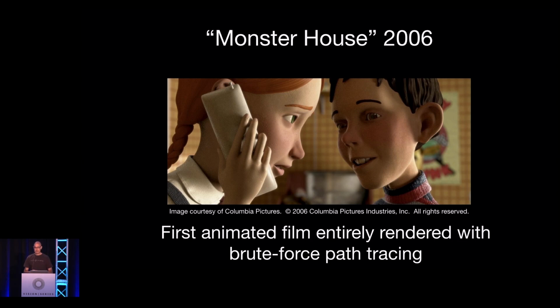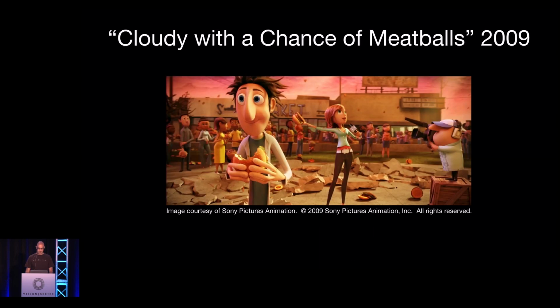Monster House in particular, I believe, was the first film that was entirely rendered with brute force path tracing, with ray tracing. So there was no global illumination caching. It was all computed per pixel. We had an unbiased estimate of the illumination integrals in every pixel. That was something that had never been done before at this scale, at the scale of a full feature film.